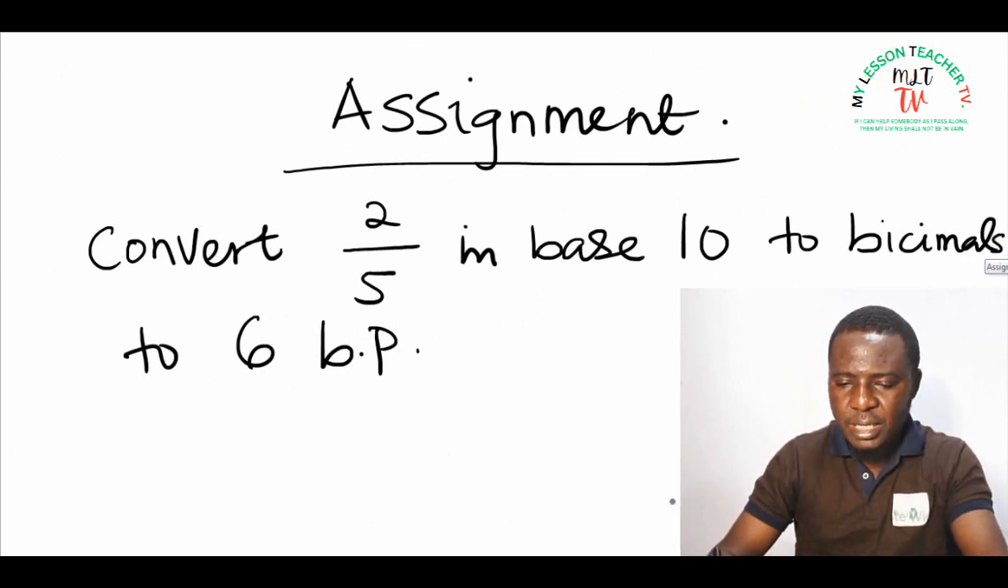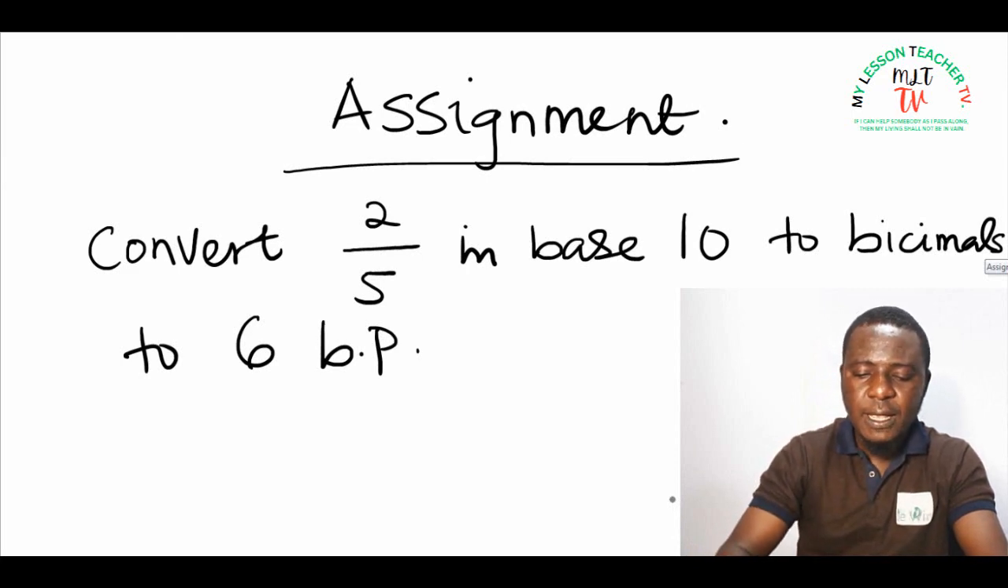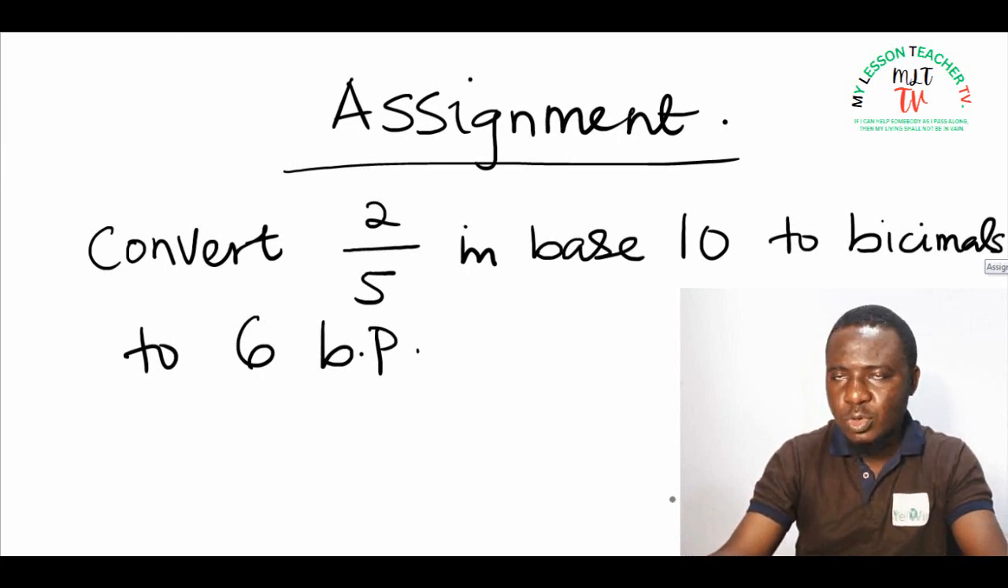So before we go, I will leave you with an example: convert 2 over 5 in base 10 to binary to 6 decimal points. Okay, so I will expect you to do this.